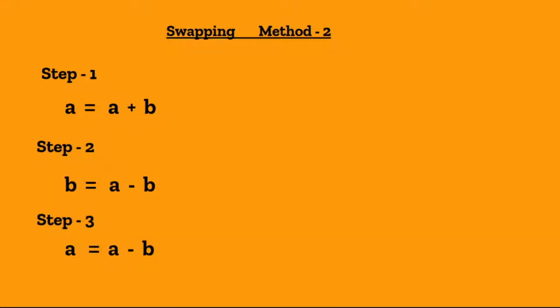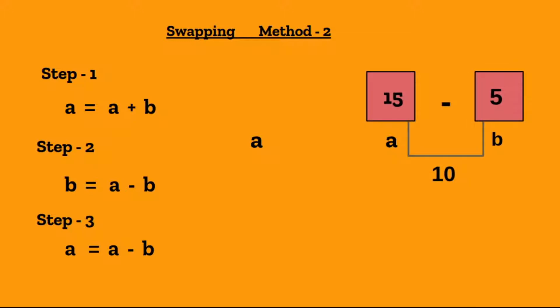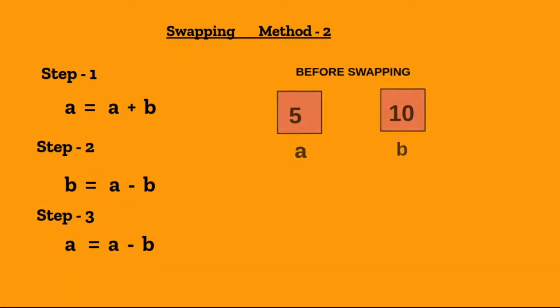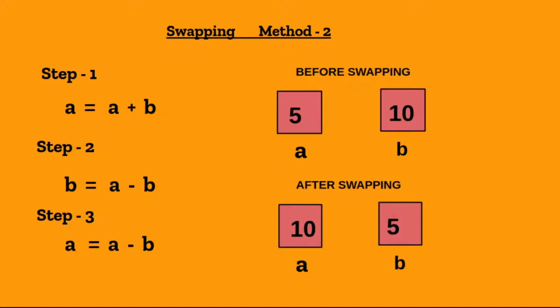The third step is a equal to a minus b. Here a is equal to 15 and b is equal to 5. The result is 10, which we will be storing into a. Till here we got a value as 10 and b value as 5. The values are swapped. We have successfully manipulated the results using mathematical equations.